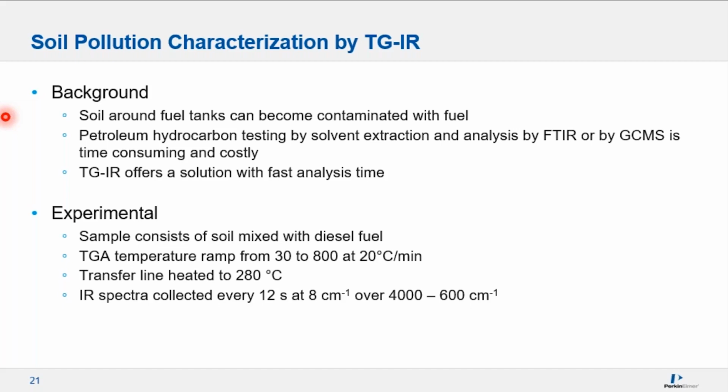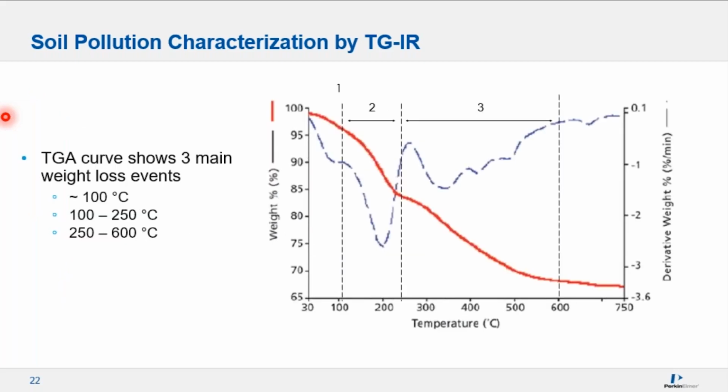So for the sample, we have a soil sample mixed with diesel fuel. The TGA temperature ramp is from 30 to 800 degrees at 20 degrees per minute. And then we're holding the transfer line at 280 degrees Celsius and collecting FTIR spectra every 12 seconds. Okay, so if we look at the TGA weight loss curve, we can see we have 3 main areas of weight loss. So between 30 and 100 degrees, between 100 and 250 degrees, and then between 250 and 600 degrees.